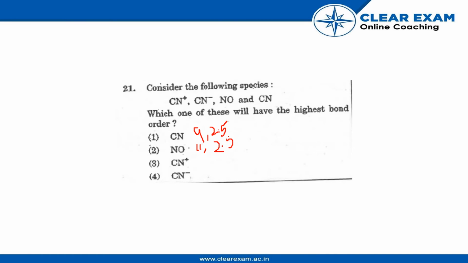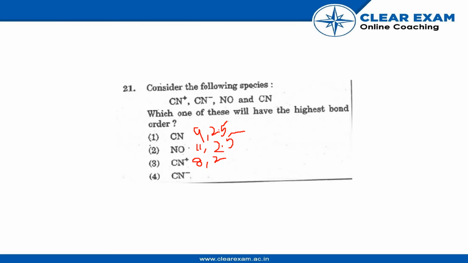In the case of CN plus, valence electrons are 4 plus 5 minus 1, that is 8. Configuration is sigma 2s2, sigma star 2s2, sigma 2p2, and pi 2p2. So bond order would be half of 4 minus 0, that is 2.